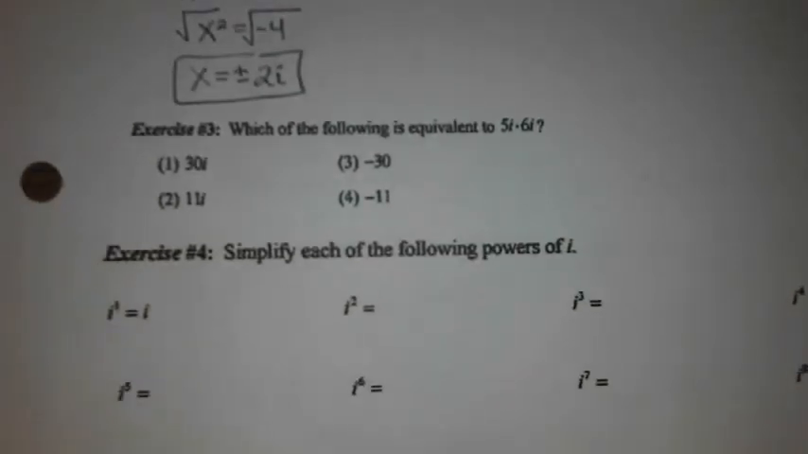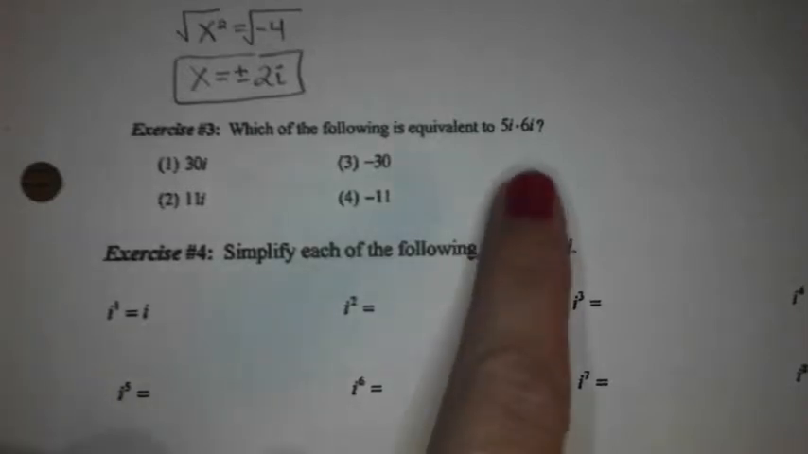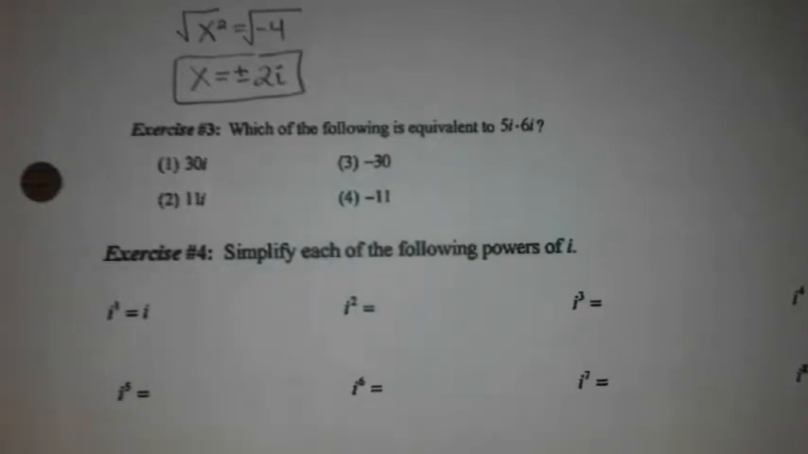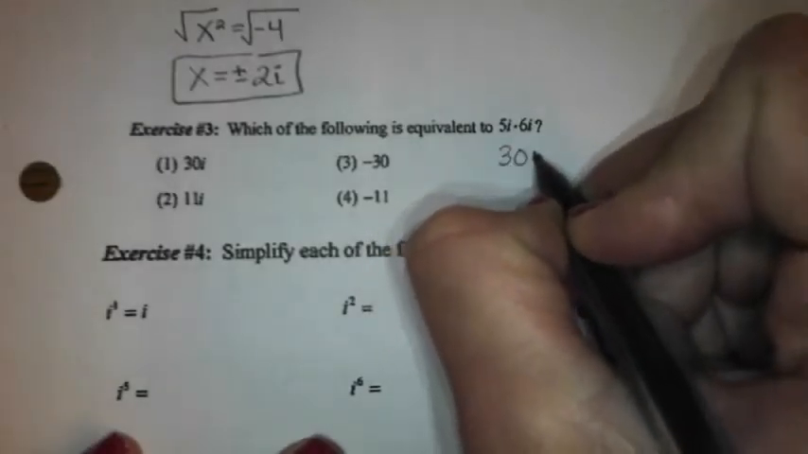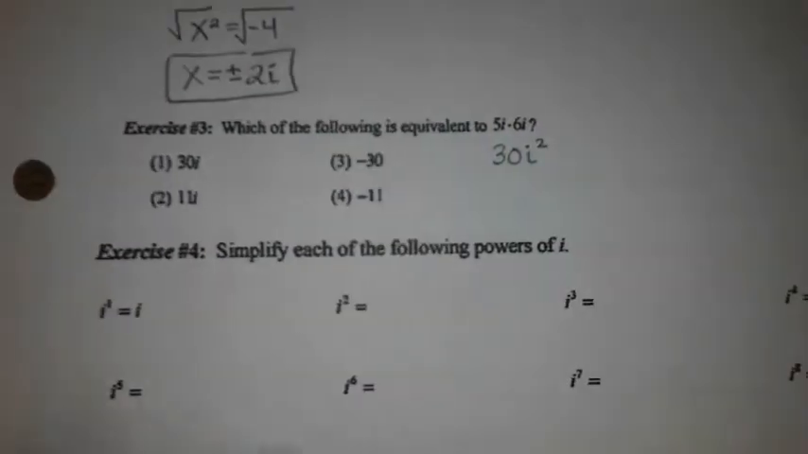We do the same thing with imaginary numbers on exercise 3 that we would do with variables. You can combine like terms. So 5i, or in this case that's a multiply. We multiply them, add them, subtract them the same way we would do if they were x's. Okay? 5i times 6i is 30i squared.